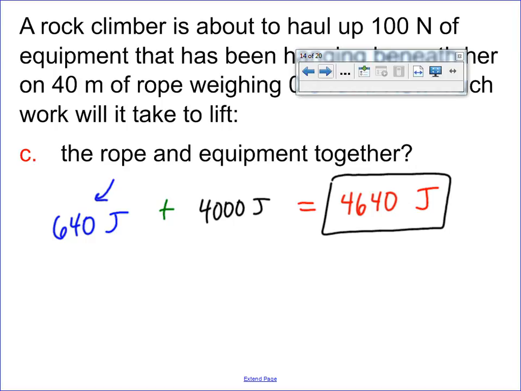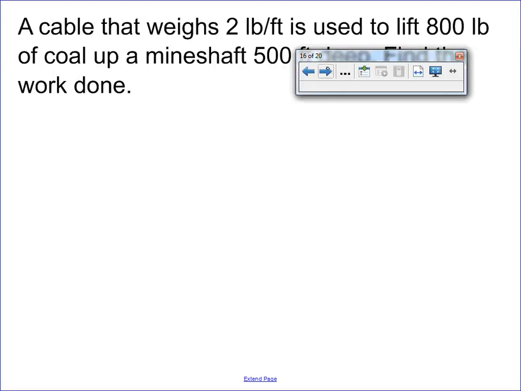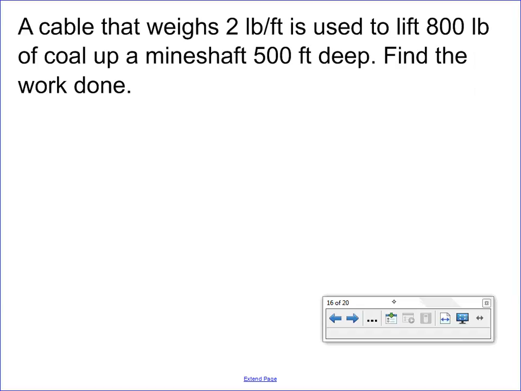All right, let's consider another. What questions do you have on this first one? The rock climber one? All right, let's take a look at another then. So a cable that weighs 2 pounds per foot, very different from pound-feet, is used to lift 800 pounds of coal up a mine shaft 500 feet deep. Find the work done.